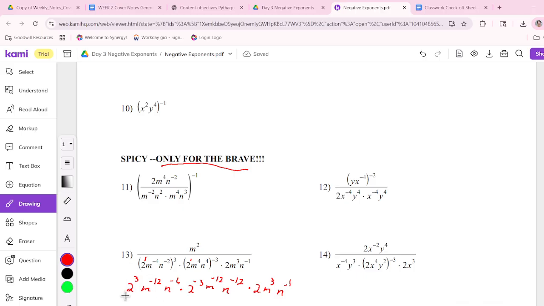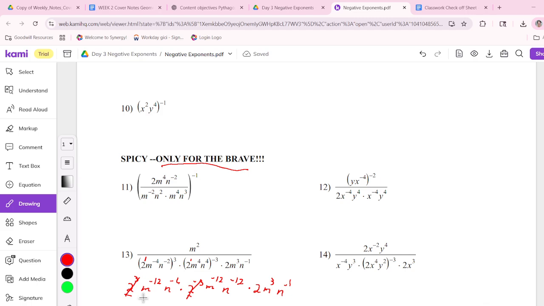So, 2 to the 3rd and 2 to the -3rd, these have the same bases. If I add those exponents, isn't that 0? So that's just 1. So these cancel to 1. So I don't have to worry about those.